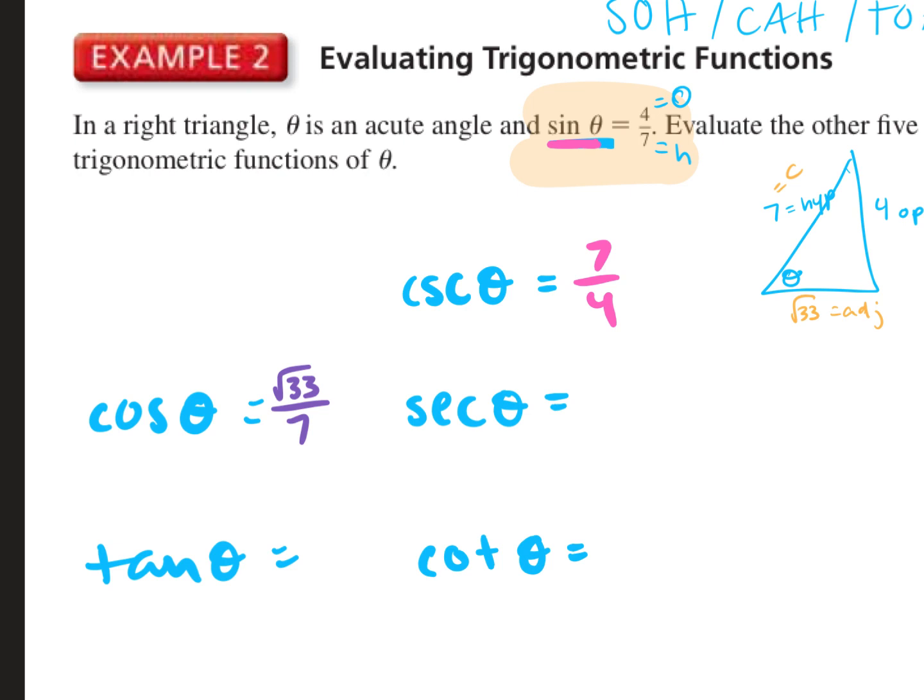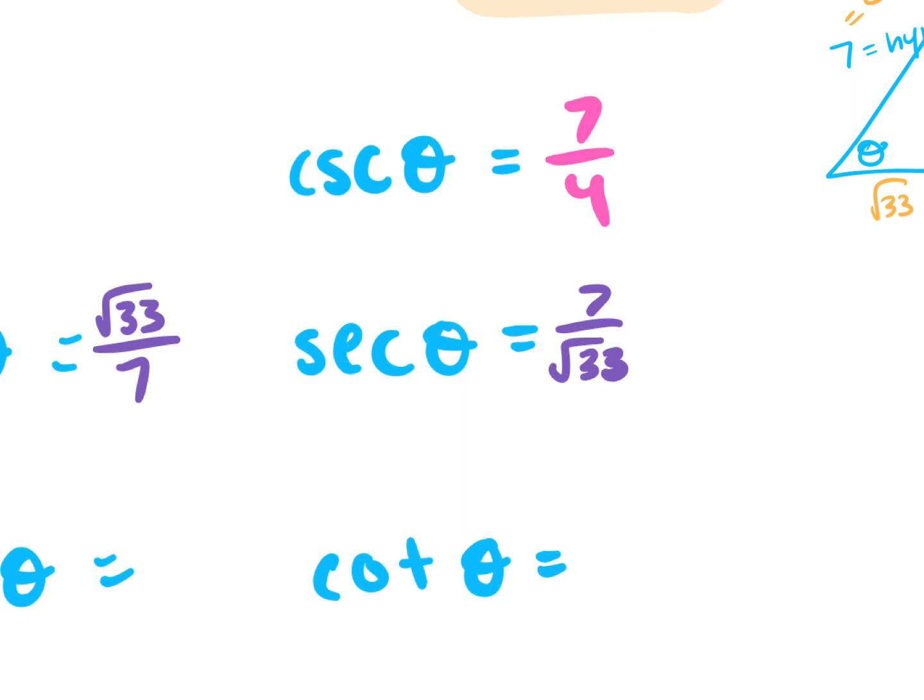Do I have to rationalize that one? Nope, because the square root's on top. Perfect. So what would secant be? 7 over square root 33. We just flip it. Do I have to rationalize this one? Yes. How would I rationalize? Multiply square root 33 on the top and on the bottom. So 7 square root 33 over 33. Can I simplify the 7 and 33? No. 7 doesn't go into 33, so we're good there.